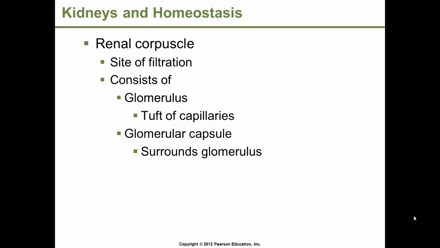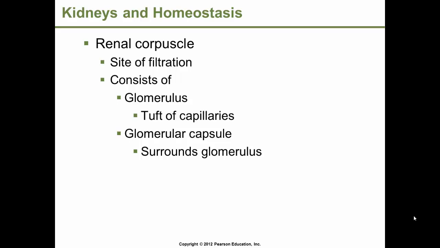The renal corpuscle is the site of filtration and consists of the glomerulus, which is a tuft of capillaries, and the glomerular capsule, also known as the Bowman's capsule, which surrounds the glomerulus. Blood is going to enter through the afferent arteriole. Water and small solutes are going to move into the glomerular capsule, which then are going to move into the renal tubule. Once it moves into the renal tubule, it's considered filtrate, and filtrate is similar to blood plasma, but of course lacks proteins.